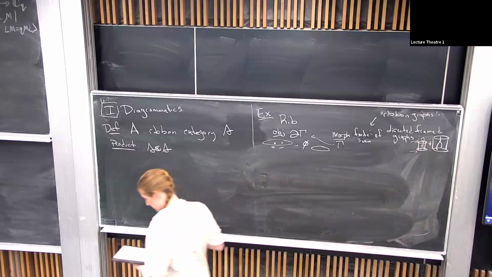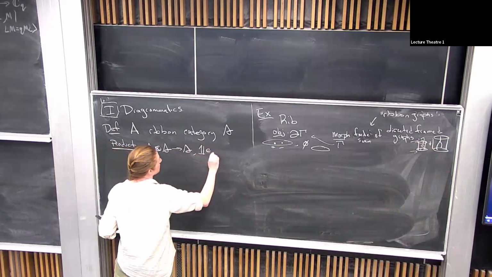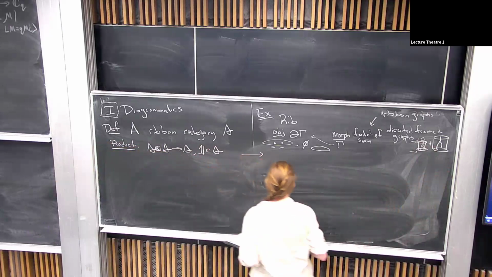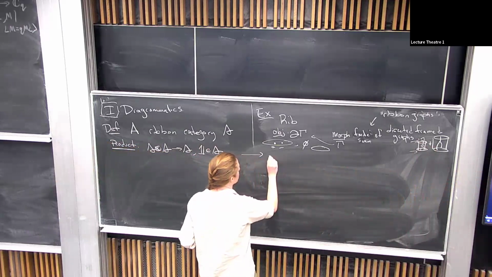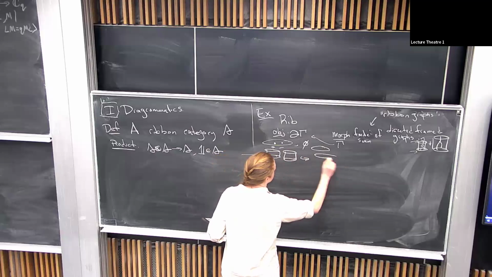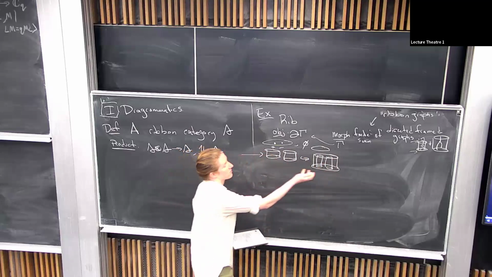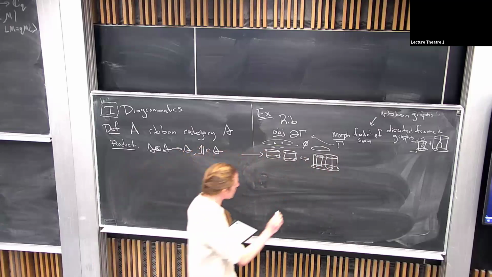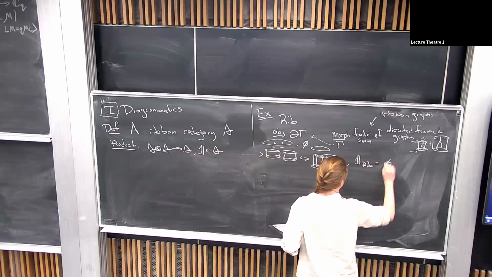Yeah. So I have a product, and I have a unit. What does this look like? My product is going to be induced by what you maybe want to think of as disjoint union. If I have two graphs like this, I can just embed them like this. Does this make sense? I have two graphs and I can put them together. And then my unit is just going to be this empty object.